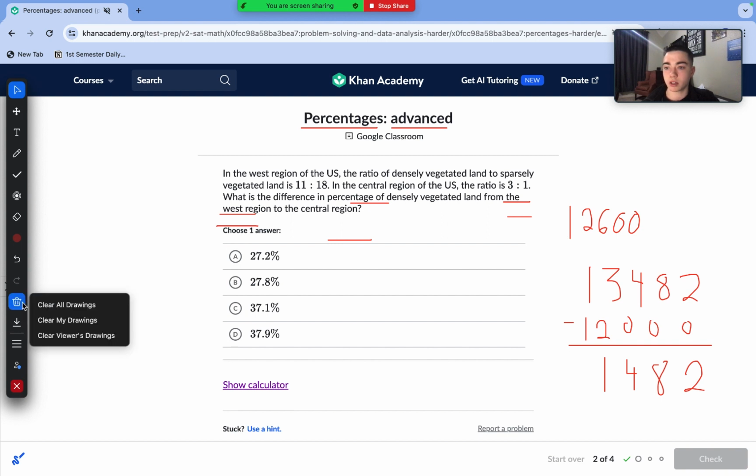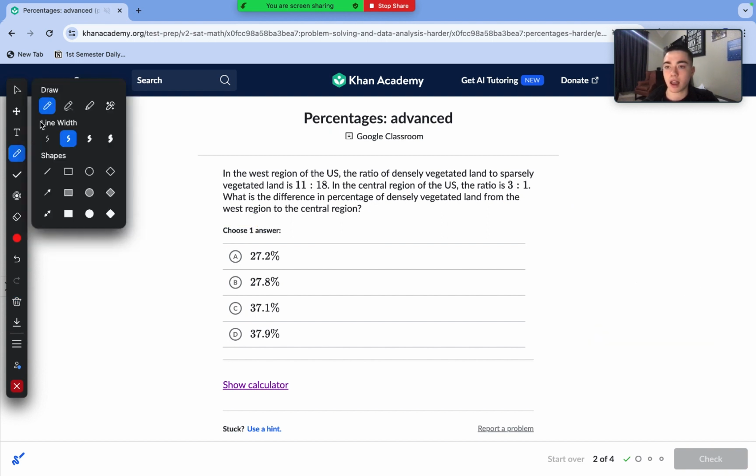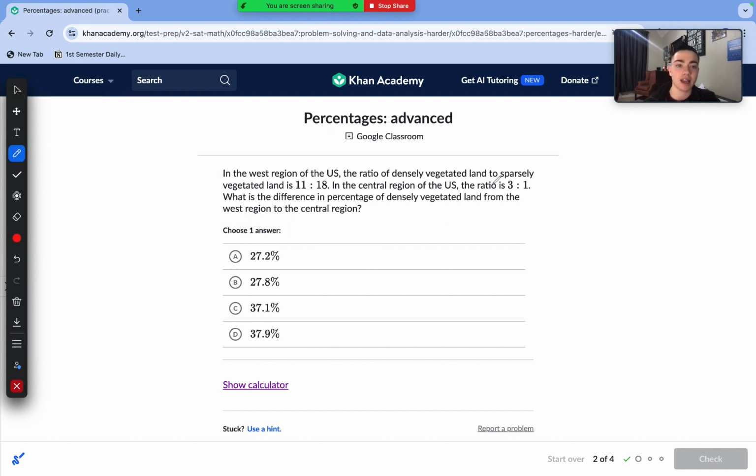On to question number 2. In the west region of the United States, the ratio of densely vegetated land to sparsely vegetated land is 11 to 18. So dense compared to sparsely. In the central region of the U.S., the ratio is 3 to 1. What is the difference in percentage of densely vegetated land from the west region to the central region?